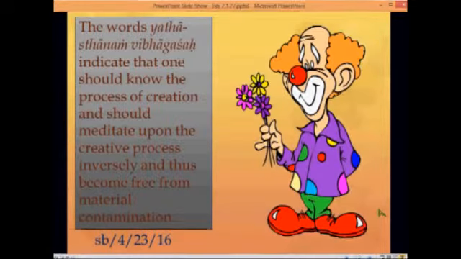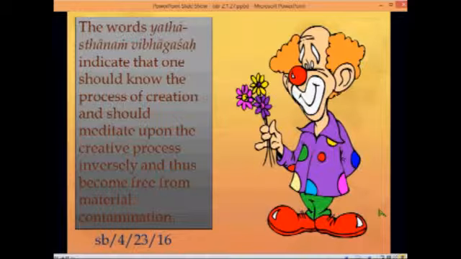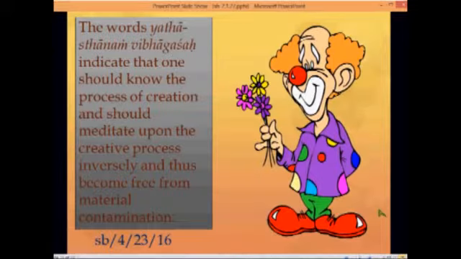So it says in 4:23:16, in terms of Maharaj Prithu leaving his body, the words yathasthanam vibhagashah, Prabhupada says in the purport, indicate that one should know the process of creation and should meditate upon the creative process inversely and thus become free from material contamination. So all these discussions we're going through are 5,000 years old. Prabhupada's taking the time to write purports for the Kali Yuga. But we have to actually appreciate this.